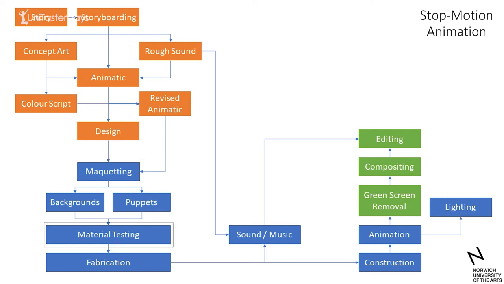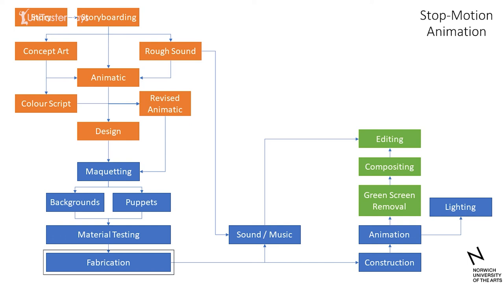Then we test the various materials that are going to be employed in making the film. And here by materials, we mean physical materials. What is this wooden bench going to be made of in a stop motion film? What is water going to be made of in a stop motion film? Because the end result should look like wood, should look like water, but they need not necessarily be made out of wood and water. So we do a rigorous phase of material testing.